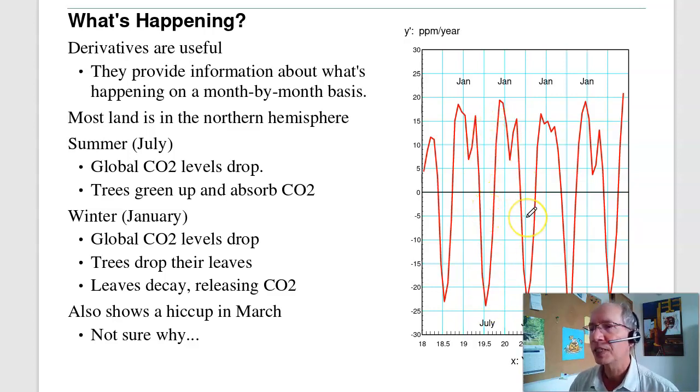So again, the derivative is telling you what's happening. In addition, there's kind of a hiccup right here. That's right around January, February, March. Right around March, in most years, there's a hiccup. I'm not really sure what's happening, but that's what the data says. That's what's happening to the global CO2 levels in March.